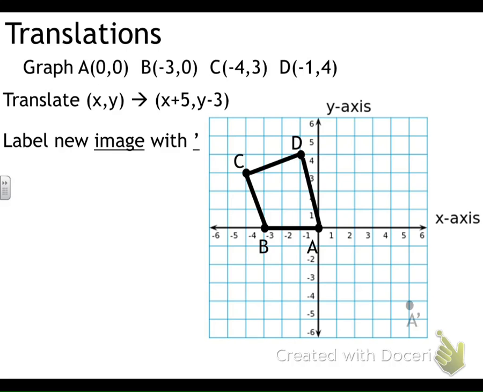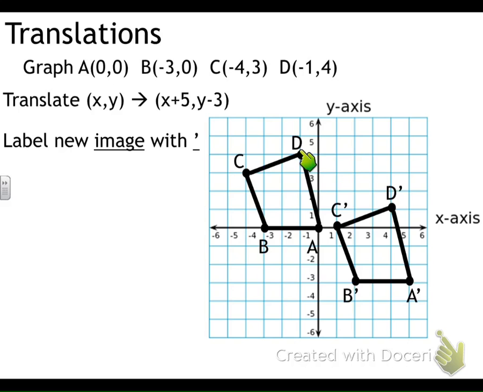So here's your new A, right, where it's going to be 5, -3. Here's your new B. It's going to be 2, -3. Here's your new C, which is going to be 1, 0. And here's your new D, which will be 4, 1. We're going to connect the points again, and it looks pretty much an exact same replica of the original, right?